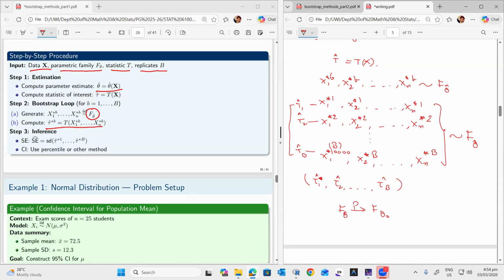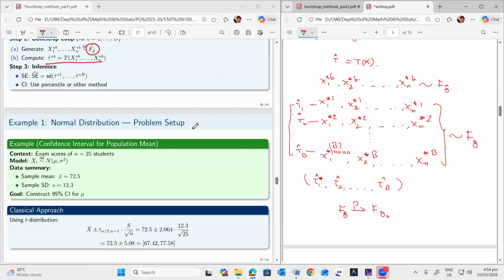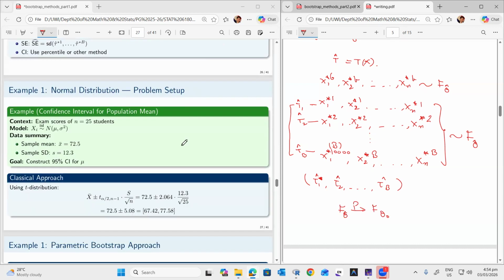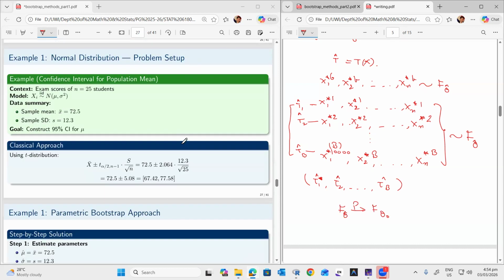So as B tends to infinity, the empirical bootstrap distribution converges to the true sampling distribution under the regularity conditions. All right, so that was your bootstrap method under the parametric condition. Here we are going to take the example of the confidence interval of the population mean. We are going to take the normal distribution problem setup.